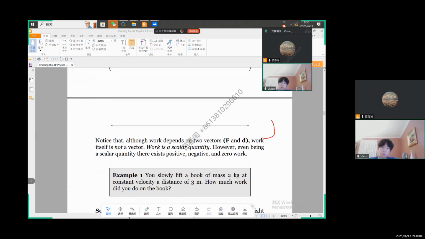Example 1. You slowly lift up a book a distance of 3 meters. How much work did you do on the book? Work equals force times distance. Oh, so we have to calculate the force.